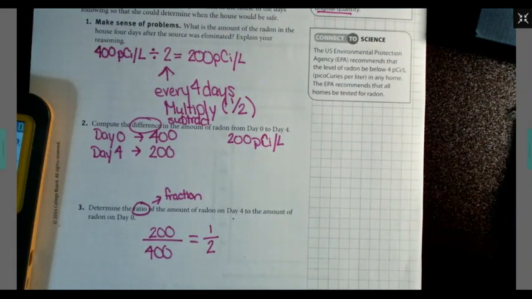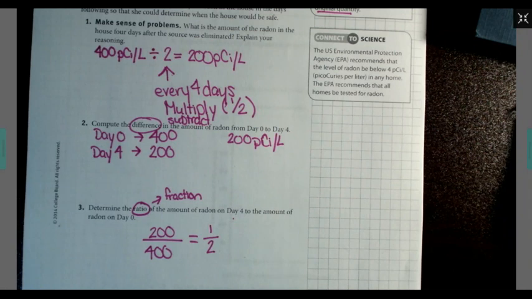On to the questions to go along with this section.